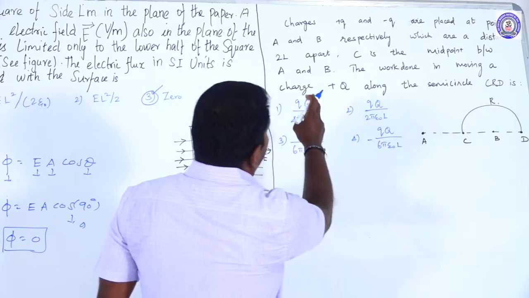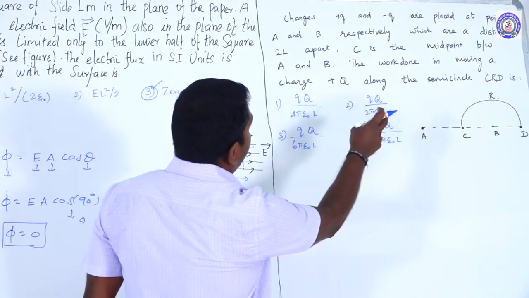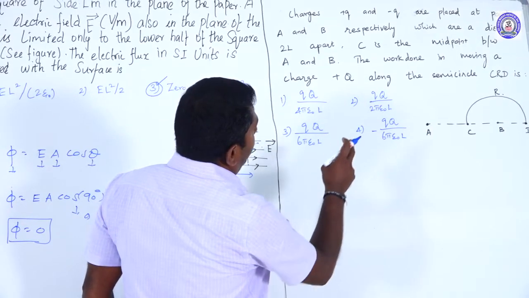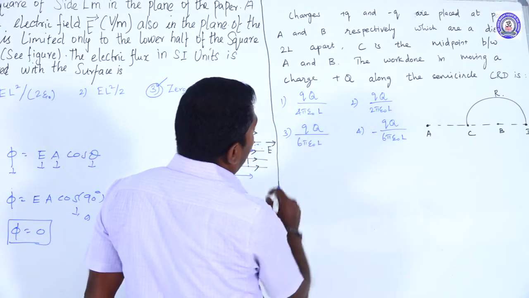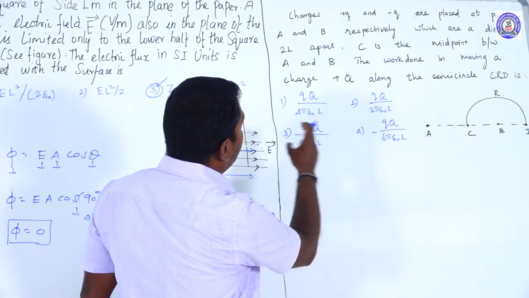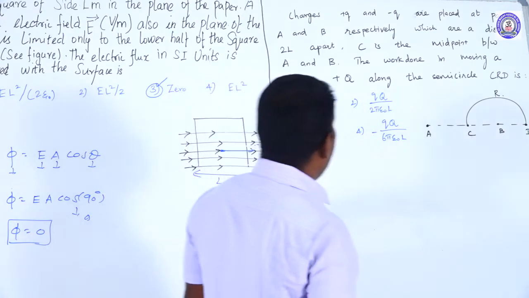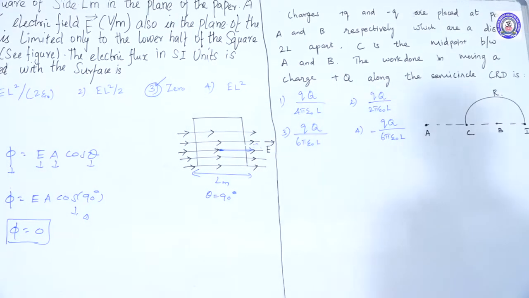So next, charges plus q and minus q are placed at the points A and B respectively, which are a distance 2L apart. C is the midpoint between A and B. Find the work done in moving a charge plus q along the semicircle from C to D.